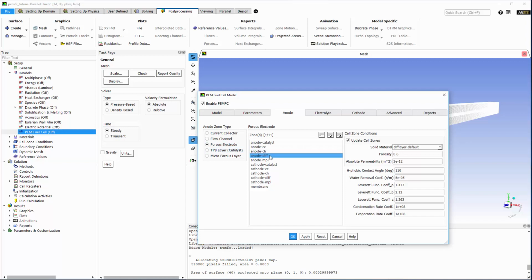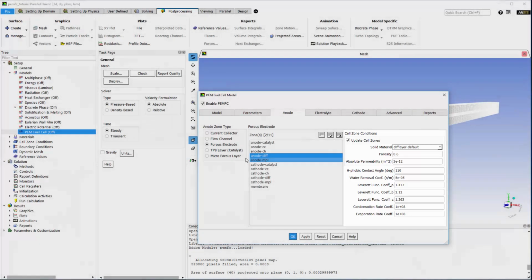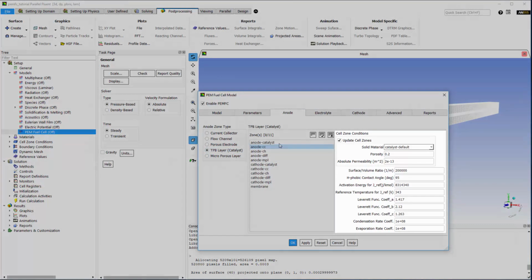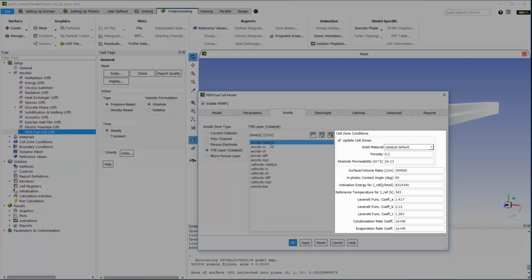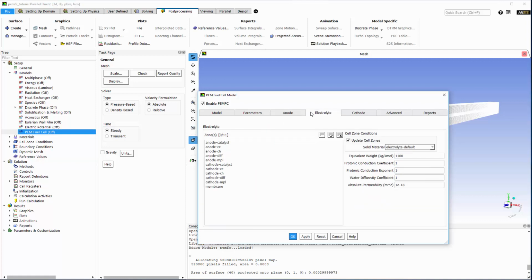I can change values describing the properties of this membrane under cell zone conditions. I can control another set of values describing the anode catalyst layer as well. In this case, the anode does not contain a microporous layer. With the anode cell zones appropriately specified, I can set the zone describing the electrolyte, which is a proton exchange membrane. I will keep the default cell zone conditions for this case.